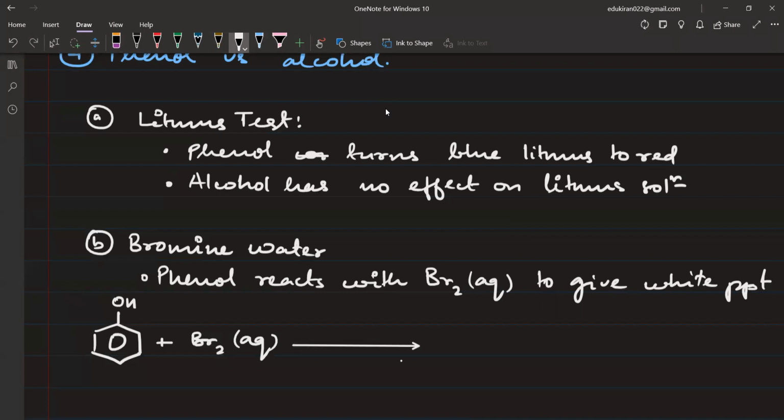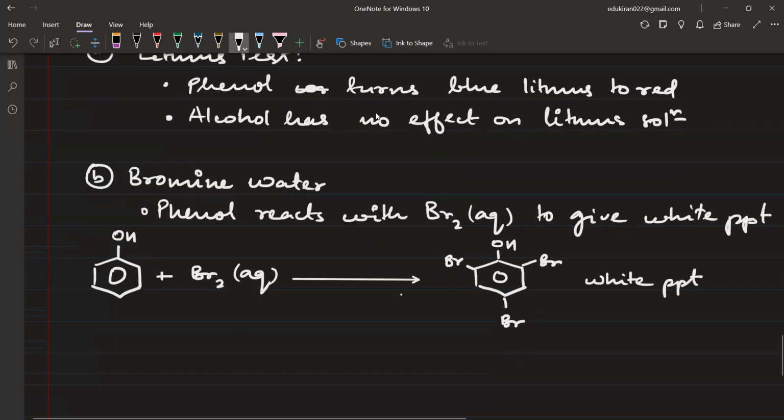So here we are going to get tri-substituted phenol, if you remember. Because we are using water here, water will turn the phenol to phenoxide ion, which will make it very much activating. And this tribromophenol is a white PPT. Alcohol does not react with bromine water.